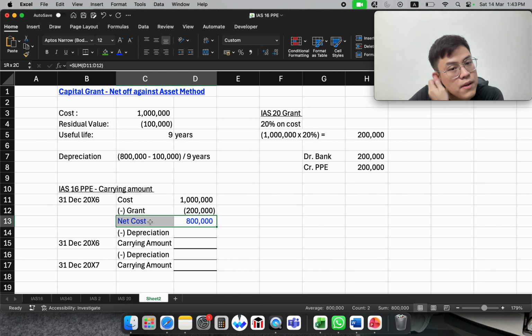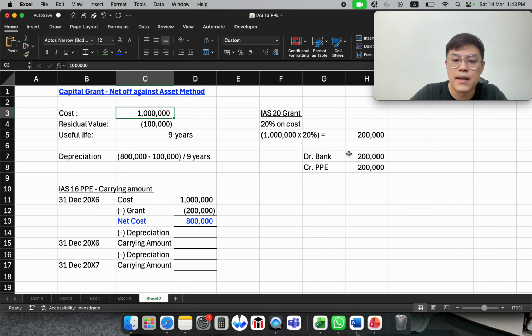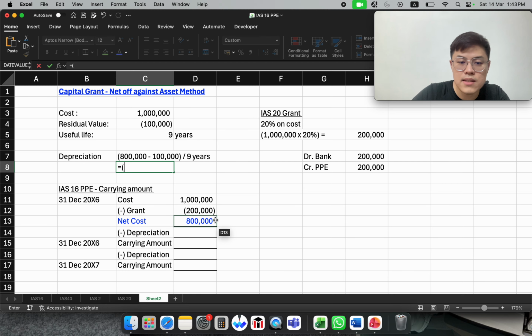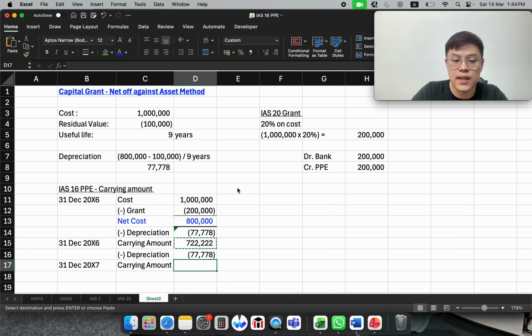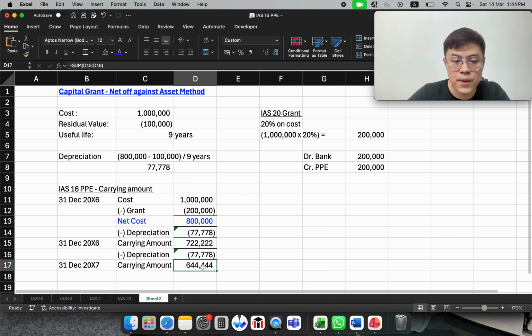Because our cost now is 800k after we minus the grant, and we will minus the 100,000 residual value, only divided by 9 years. So in this case, 800k minus your residual value and divided by 9 years, you will get 77,778. So this will be your annual depreciation. Then we will depreciate accordingly, and this will be your carrying amount.